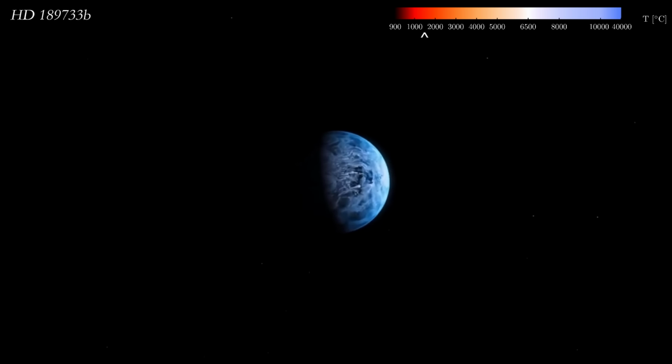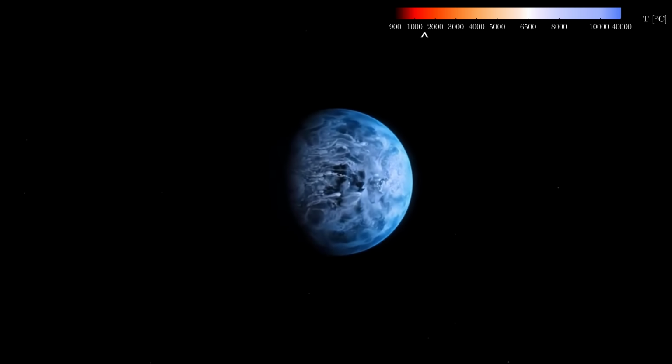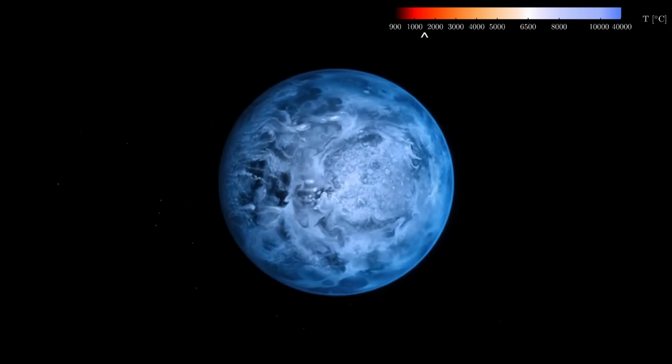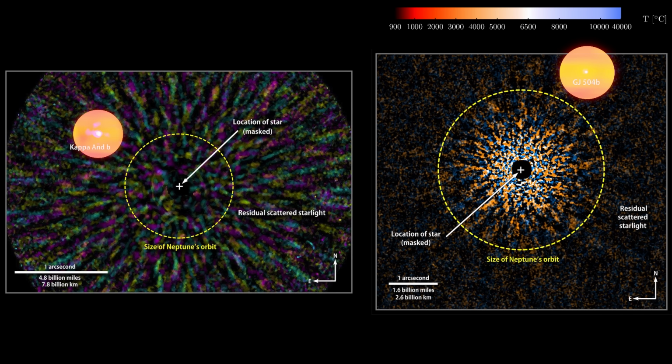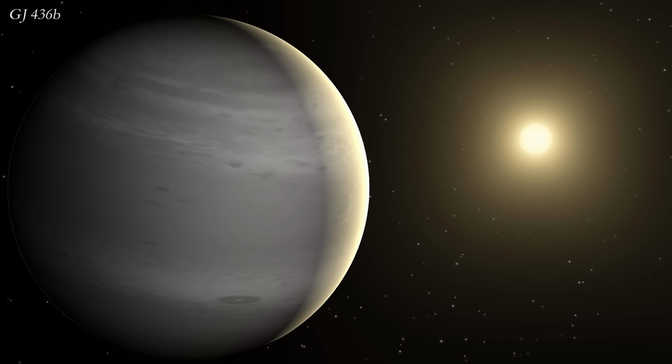Famously, HD 189733b is a deep blue due to the vaporized glass crystals in its atmosphere. Kappa Andromedae b and GJ 504b are a reddish pink, but this one's a brown dwarf and this one's still forming, possibly also into a brown dwarf, so I'm not counting them. Helium planets like the proposed GJ 436b are light gray.